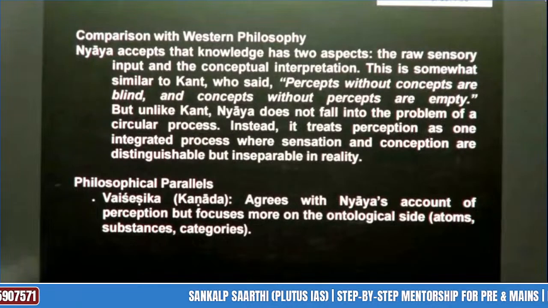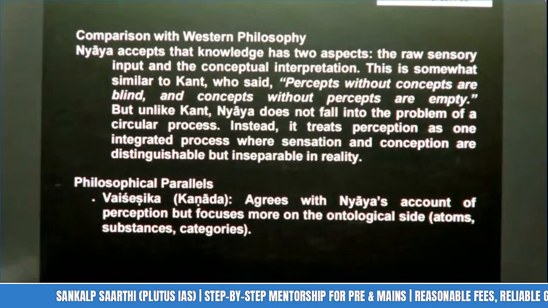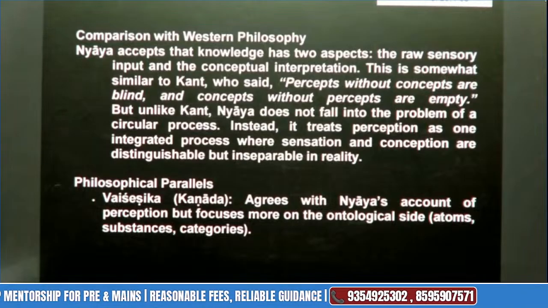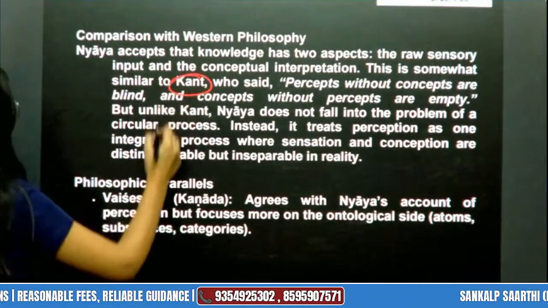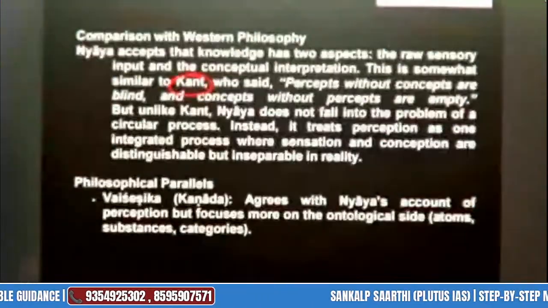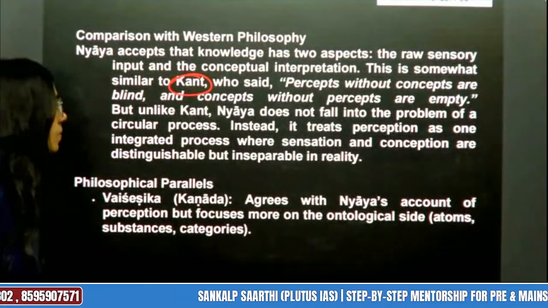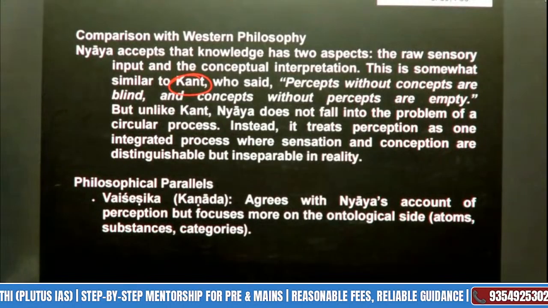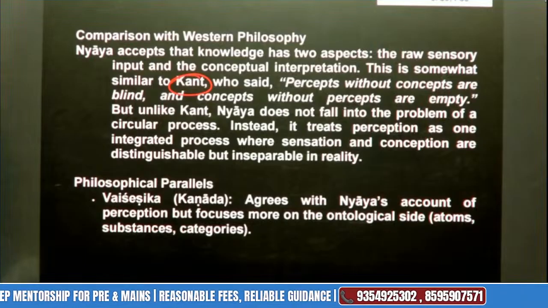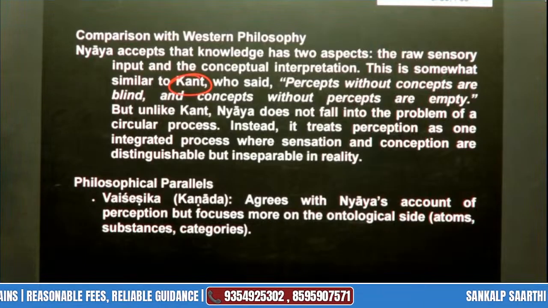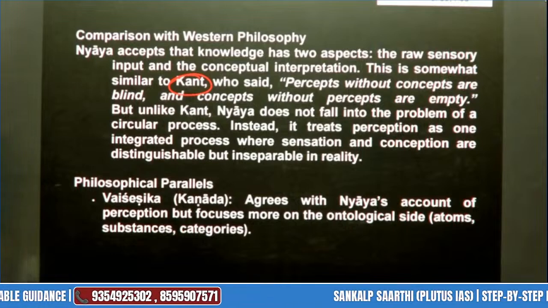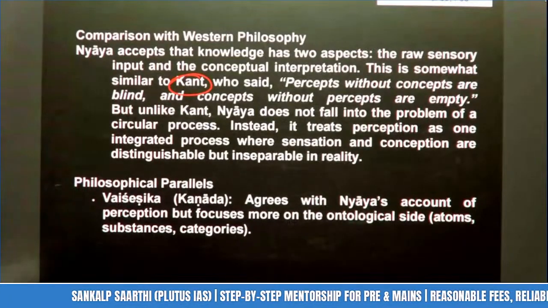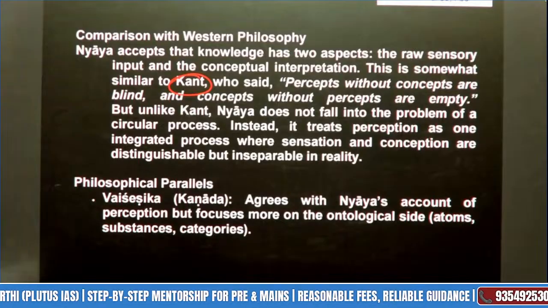Yes, ma'am. Now, comparison with Western philosophers. Nyaya accepts that knowledge has 2 aspects, the raw sensory inputs and the conceptual interpretation. This is somewhat similar to Kant. What did Kant say? Kant talked about categories, space and time. He talked about perceptions and conceptions. We have to bring them together to get to knowledge. So he said that percepts without concepts are blind and concepts without percepts are empty. Right? Yes, ma'am.